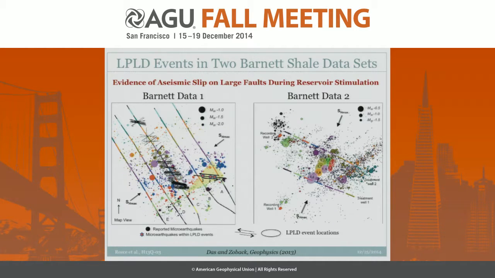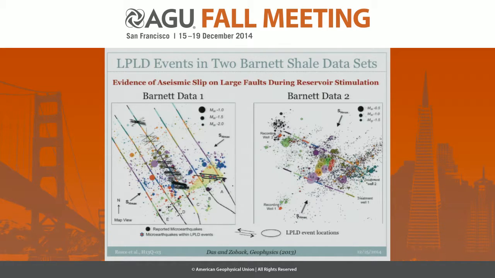So this slide is on two data sets from the Barnett Shale. Mark Zoback actually nicely introduced the left part of the figure already, and it shows here that in addition to microseismic events, long period, long duration events can occur as well. So here we have these two data sets from the Barnett Shale. On the left, we have data from 5 wells. On the right, data from 2 wells. And the circles are the microseismic events with the size showing the magnitude.